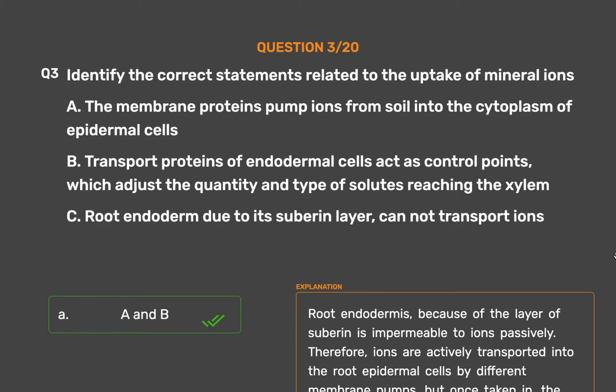Root endodermis, because of the layer of suberin, is impermeable to ions passively. Therefore, ions are actively transported into the root epidermal cells by different membrane pumps, but once taken in, the ions are trapped and cannot leave the cells, thus ensuring that the ions are transported unidirectionally.